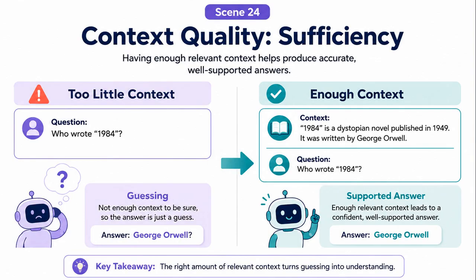Now let's look at context quality, sufficiency. Context must also be sufficient. Too little context forces the model to guess. A policy answer without the policy is risky. A finance answer without transaction data is weak. A coding answer without project files may be generic. Sufficient context means the AI has enough information to complete the task. If information is missing, the AI should say so.